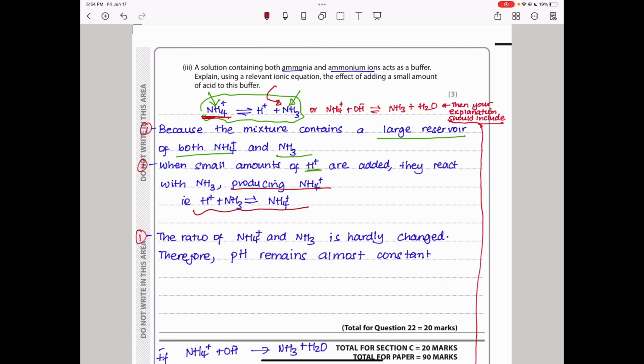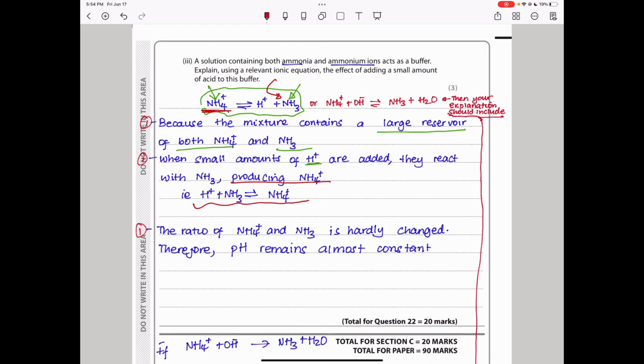And this will use up the added H+, minimizing the change in pH, because there will be no free hydrogen ions of those that have been added. And then I say the ratio of the NH4+ and NH3 is hardly changed by this, meaning the pH remains almost constant. And again, remember here they're asking you when small amounts of acid; they did not talk about small amounts of alkali, so my only interest is in the acid.